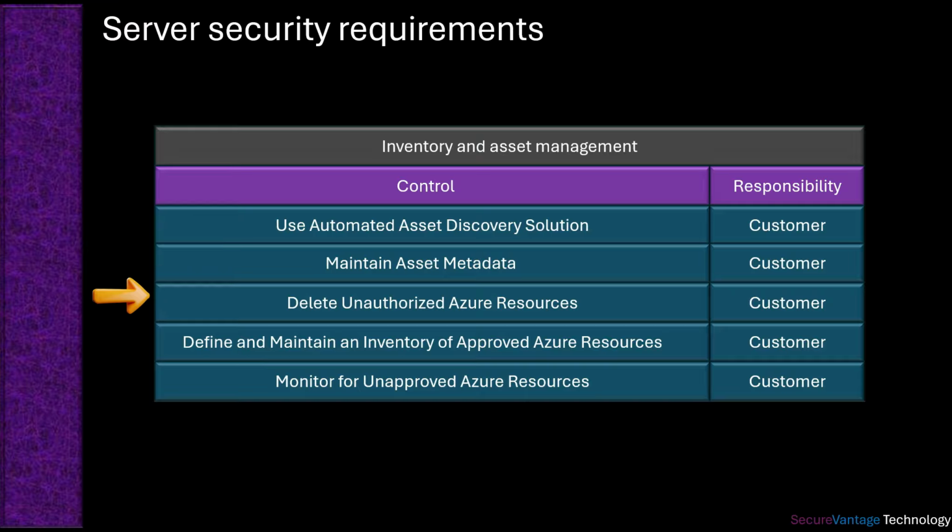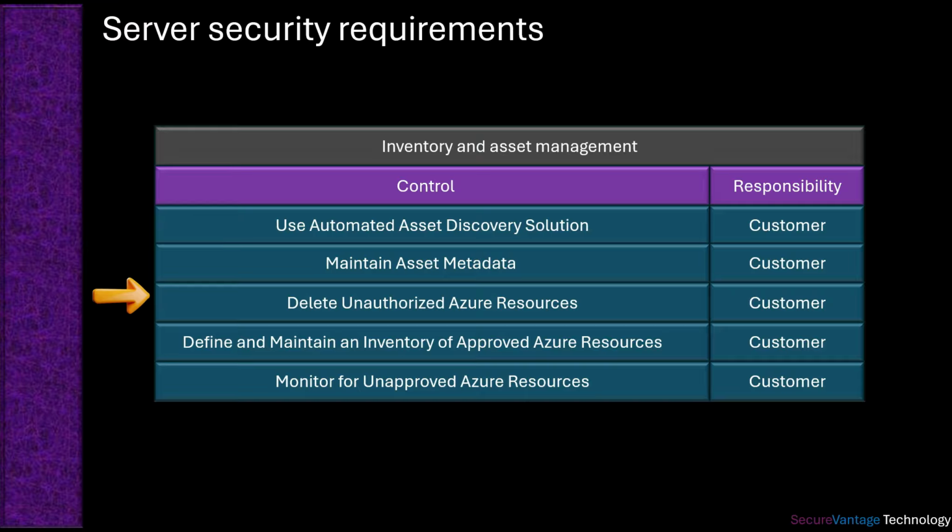Third control is delete unauthorized Azure resources. Just like you wouldn't want unauthorized items cluttering up your warehouse, you don't want unauthorized resources hanging around in your Azure environment. This could pose a security risk or simply add unnecessary clutter. To keep things tidy and secure, you should regularly reconcile your inventory. This means checking what you have and removing anything that shouldn't be there.